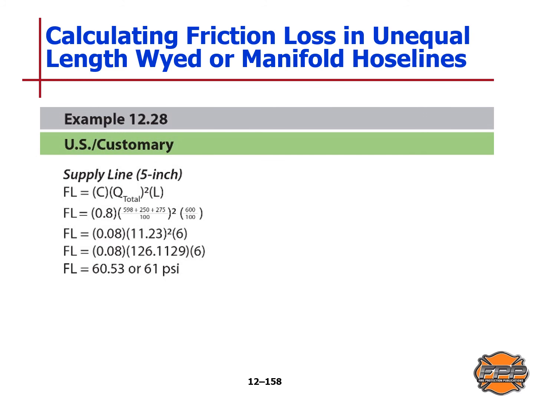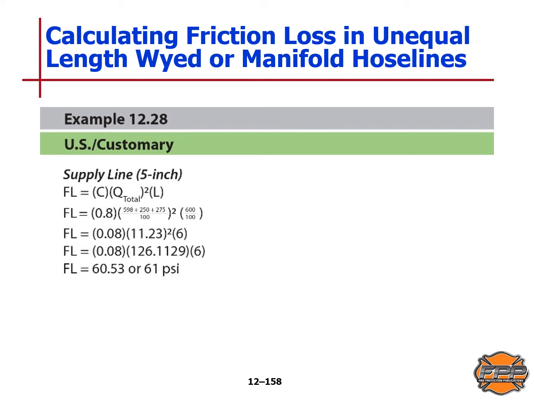Let's look at the supply line, the 5-inch. We have friction loss equals C times Q total squared times length. The reason we're looking at Q total is because the 5-inch is a hard line and it's going to be supplying maximum flow. So our next line is friction loss equals 0.8, which is our coefficient, times 598 plus 250 plus 375 divided by 100, which is our hose lengths, squared, times 600 divided by 100, which is our other hose length, divided by 100.